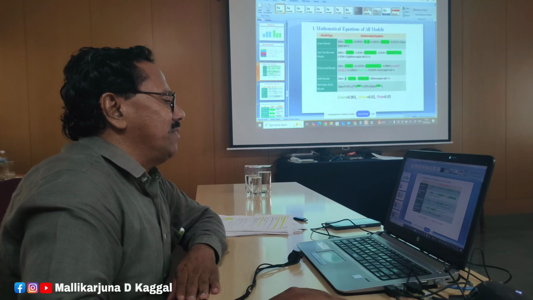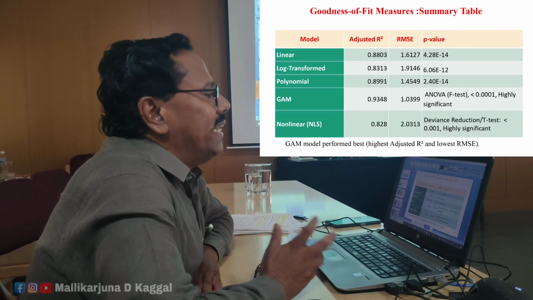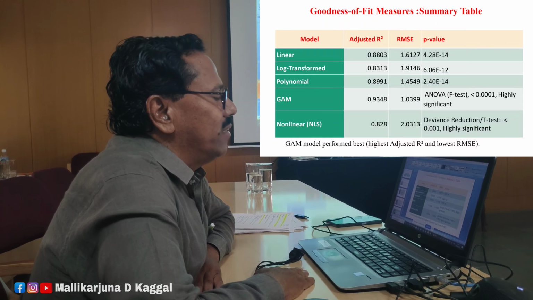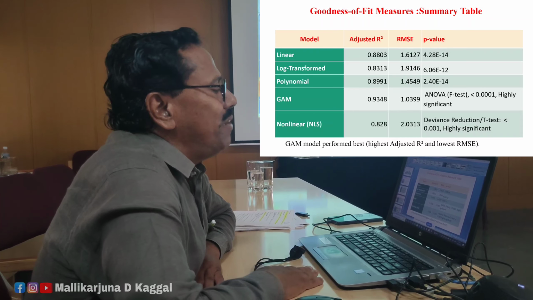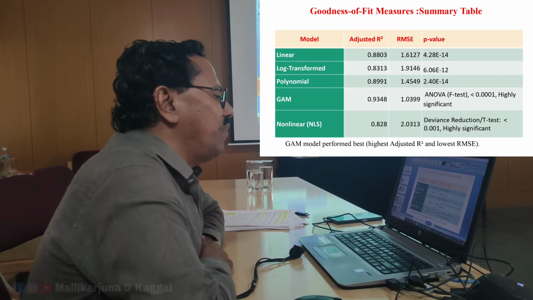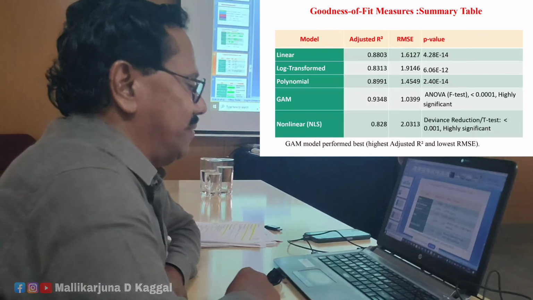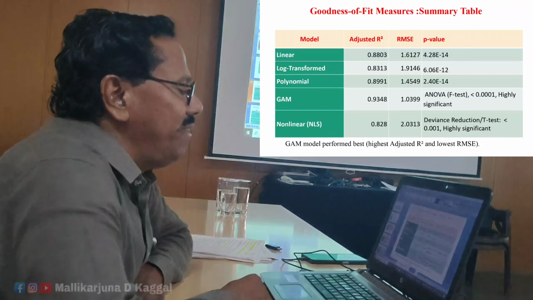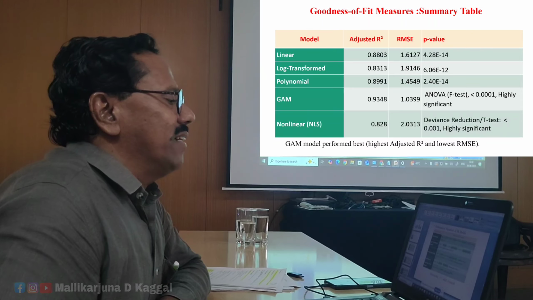Now next, after this, I want to assess which is the best. Again I have checked adjusted R square, root mean square error, and p value. But when you look at it, the highest adjusted R square is again found in GAM. These are three independent ads. One is a TV ad, next one is what ad? Newspaper ad, one more is a radio ad.